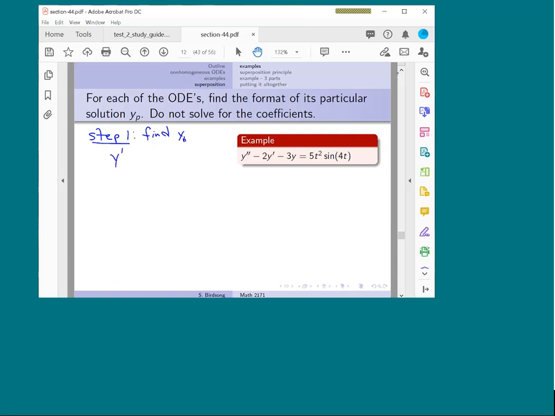So first thing you would do is convert to your associated homogeneous differential equation. Don't overthink it. The term that only has independent variables or only has constants in it, convert it to 0.